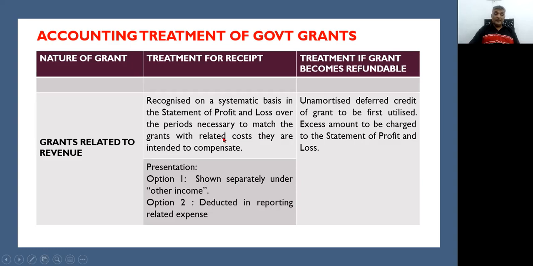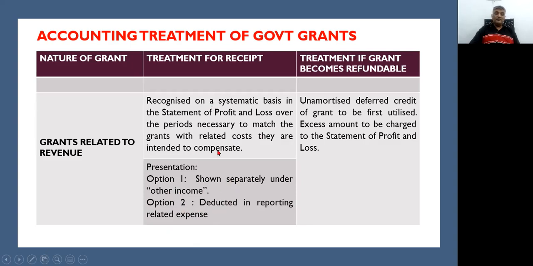Okay, but sir, how do we show the presentation? There are two options of presenting it. Simple, you can show it under other income in the P&L account, or option number 2, we can show it as a deduction in reporting the employee or whatever expense it is. So when you have an expense, you can show this grant as a deduction. So there are two options which are prescribed by the standard.